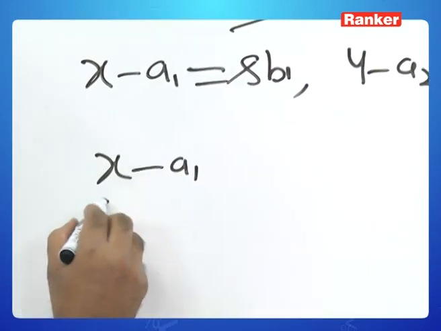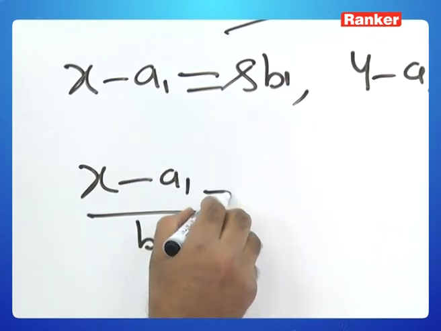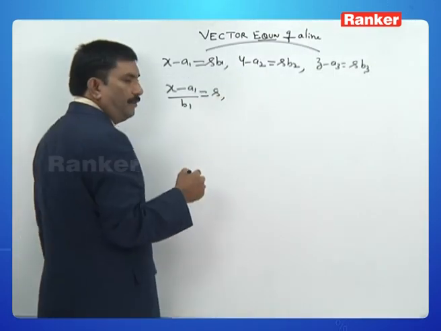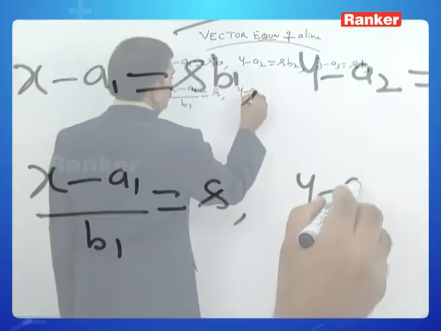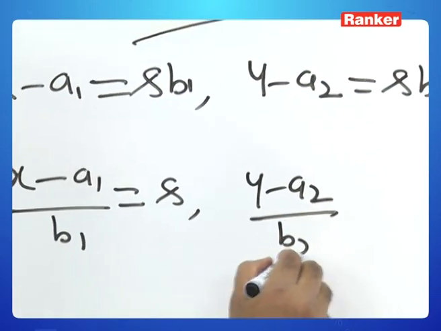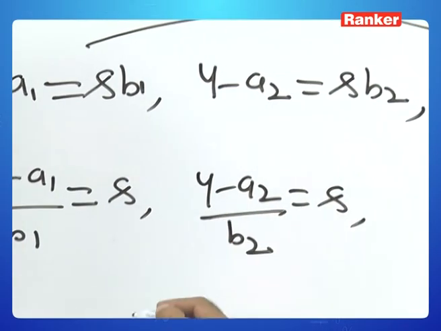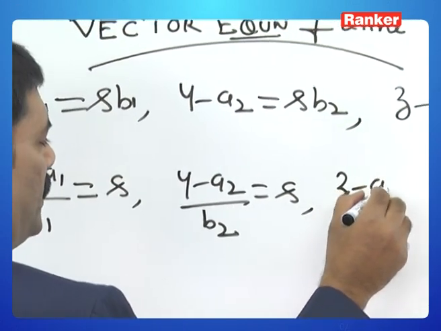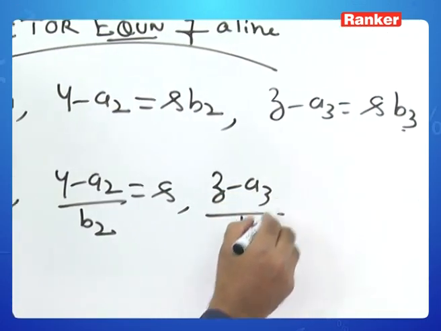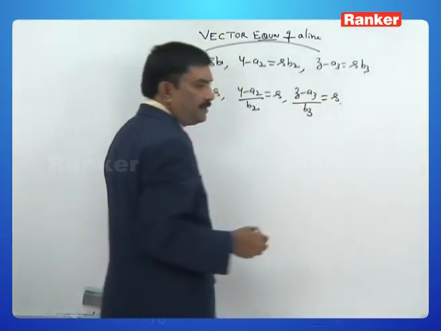So therefore, X minus A1 by B1, Y minus A2 by B2, Z minus A3 by B3 is equal to S.